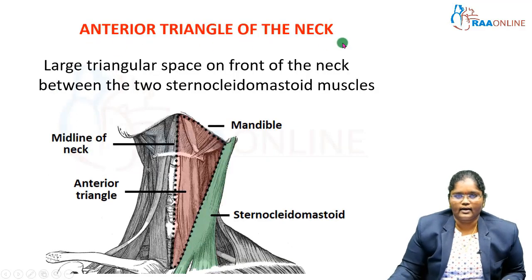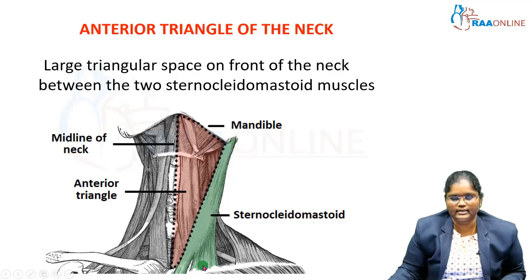So what is the anterior triangle? The muscle which subdivides the neck triangle is the sternocleidomastoid muscle, which is shown as the green colored structure. The sternocleidomastoid muscle divides the neck into anterior and posterior. The structures that lie anterior to the anterior border of the sternocleidomastoid muscle form the anterior triangle. Those that lie posterior to it form the posterior triangle of the neck. The anterior triangle is a large triangular space on the front of the neck between the two sternocleidomastoid muscles. So this area is the anterior triangle of the neck.